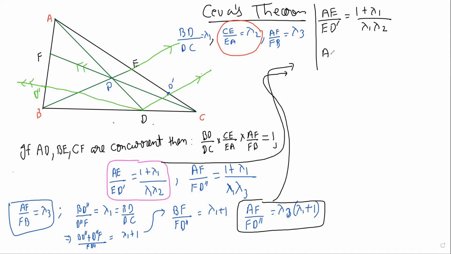And then we have AF by FD double prime is this. So now don't think about how this came, otherwise it's confusing. Just say if you have these two things. Now, how can you use this? Now, that is the key.